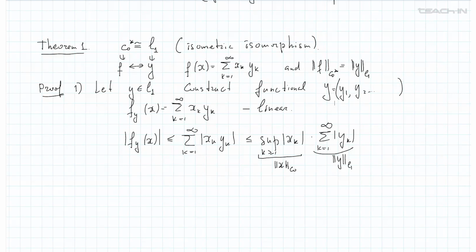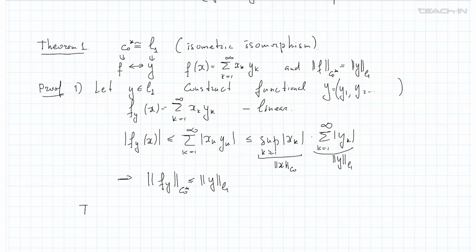Then what? But we must show that the norm. So by these estimations, we obtain that the norm of functional f_y is less than or equal to the norm of sequence y from l1, if we take the supremum over all x from the unit sphere, for example.